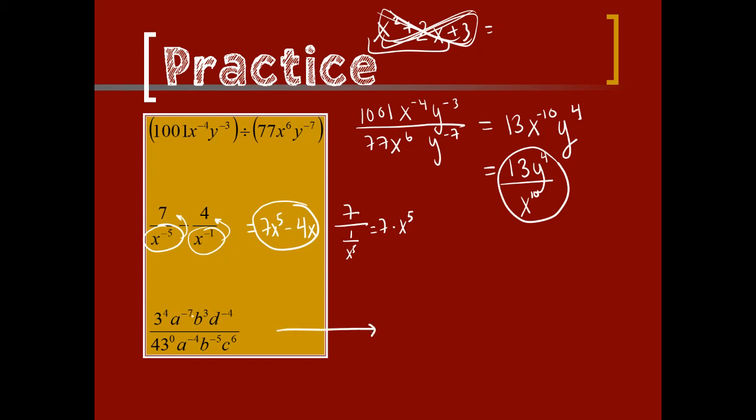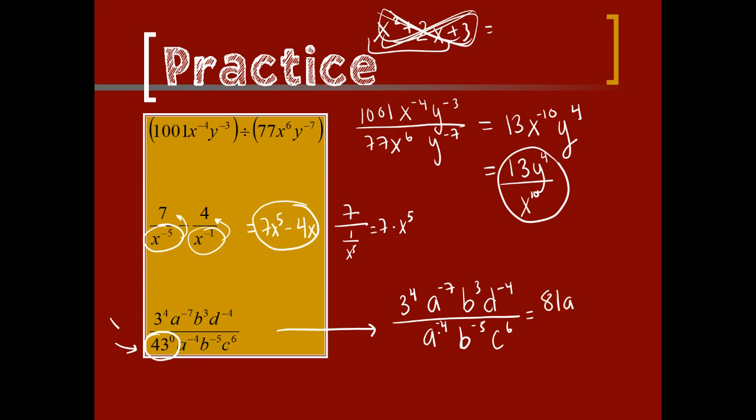Let's take a look at this last one. So I've got 3 to the 4th, which I'm going to leave for a moment. This, not so scary. When something's raised to the 0 power, it's just 1. Right? So I've got a to the negative 7, b to the 3rd, d to the negative 4th, divided by a to the negative 4th, b to the negative 5th, c to the 6th. And let's do some simplifying. So 3 to the 4th is 81, right? That's like 9 squared.